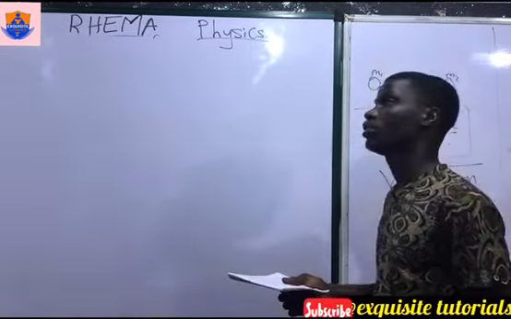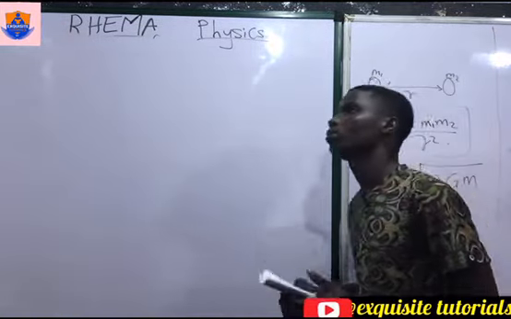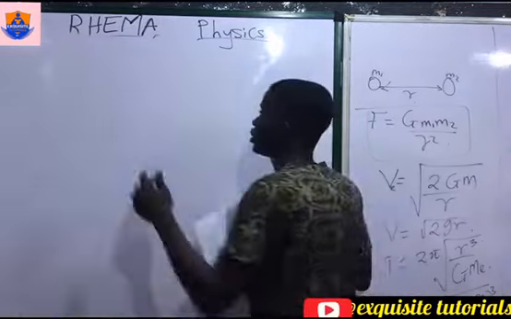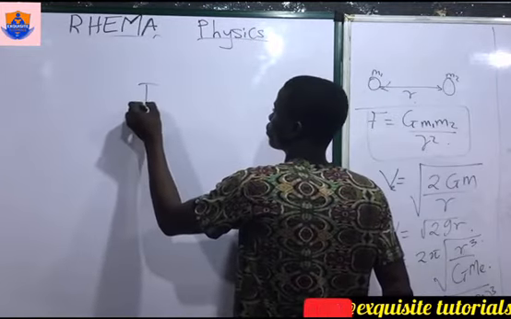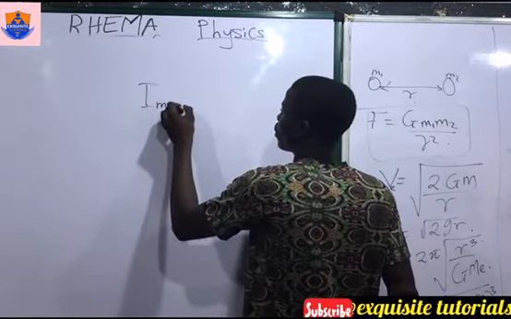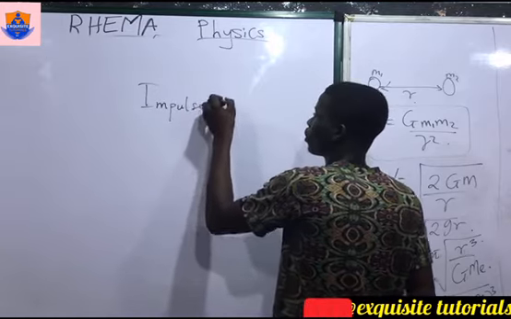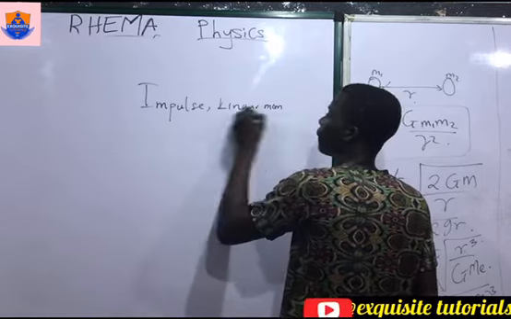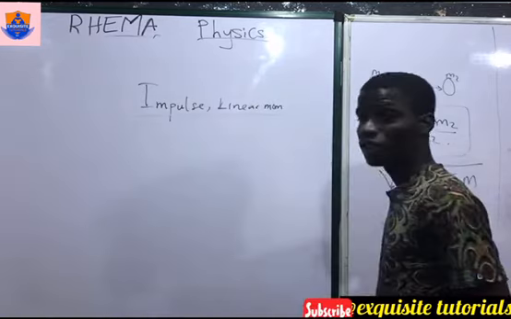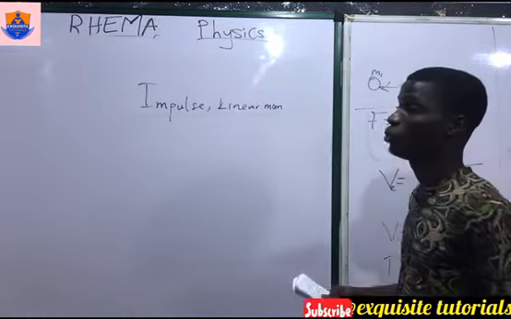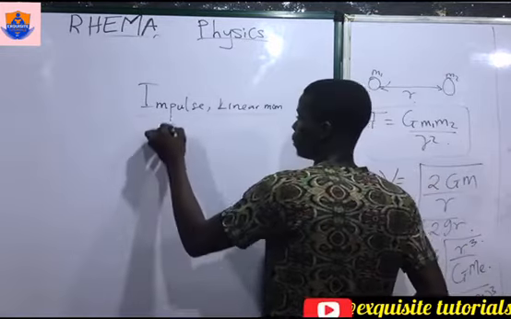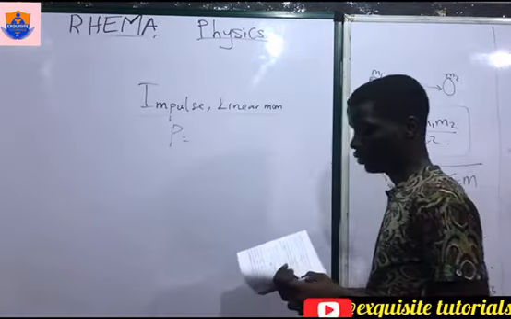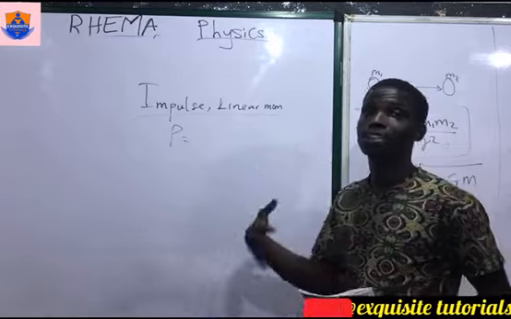The next one is linear momentum and impulse. In our momentum, the formula for calculating momentum is normally represented in this format, P. And the formula for calculating momentum is mass times velocity.